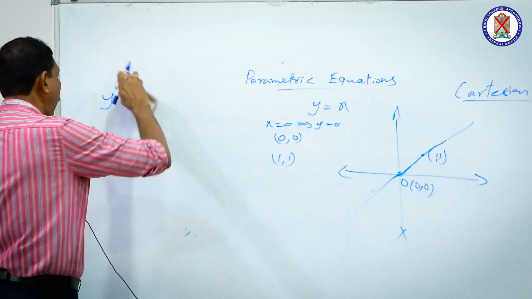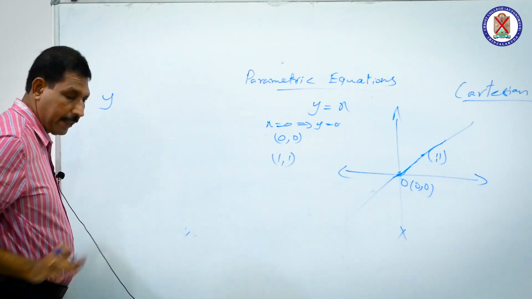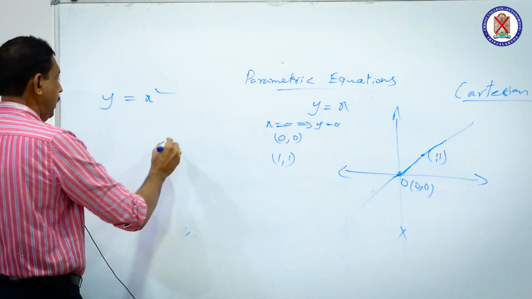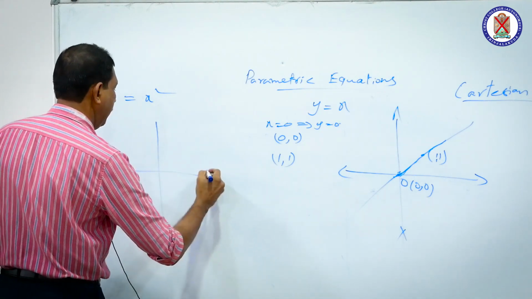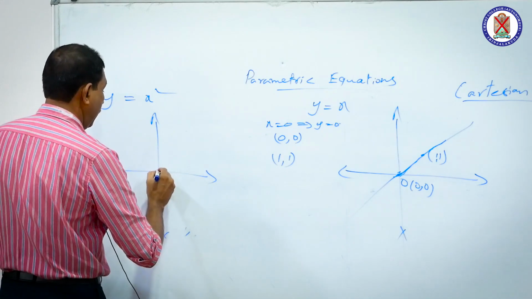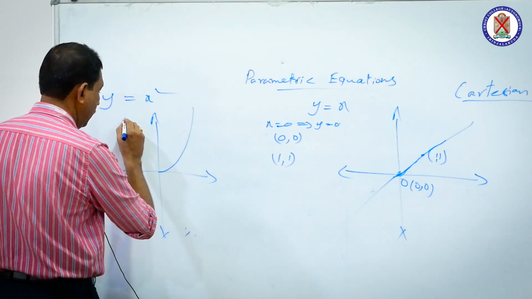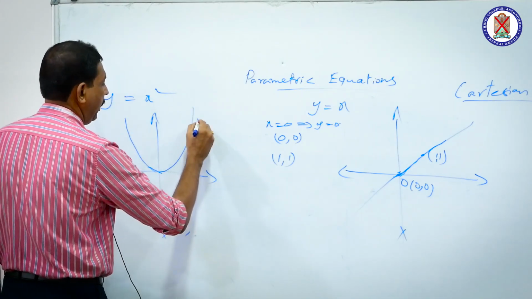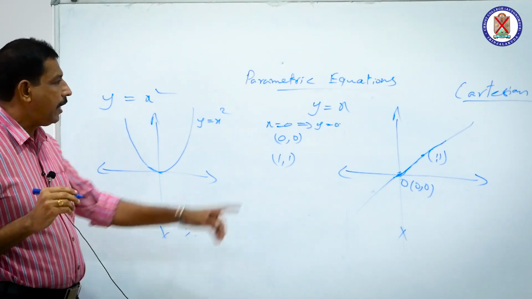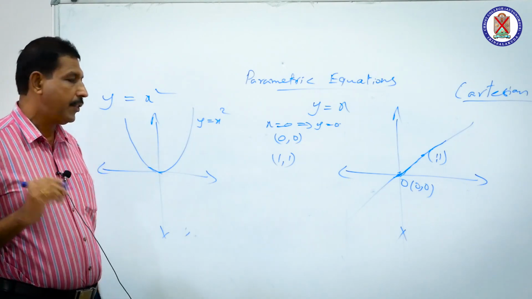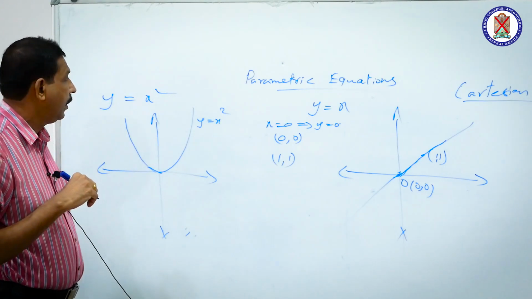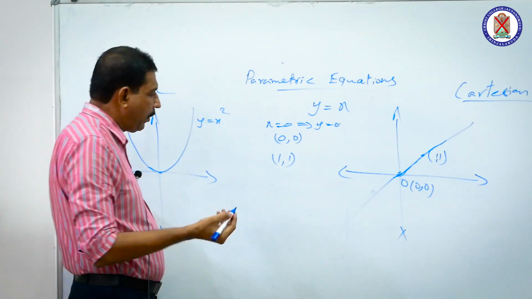And another one, y equal to x square. That figure is also familiar to you. It is nothing but our familiar parabola opening upwards. This is y equal to x square. These are some examples of equations in the Cartesian system. We want some more examples.